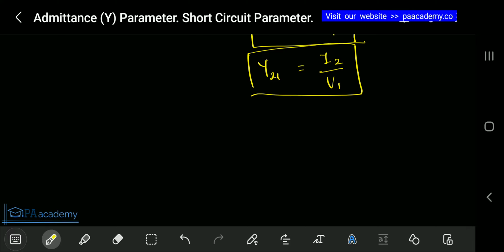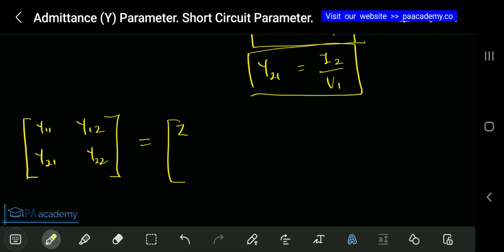Now, if we have our y parameter in matrix form, let me write it. If we have it like this, where we have our y11, y12, y21, and y22, it is the same as having the matrix z11, z12, z21, z22, the inverse of it, all raised to power minus 1.